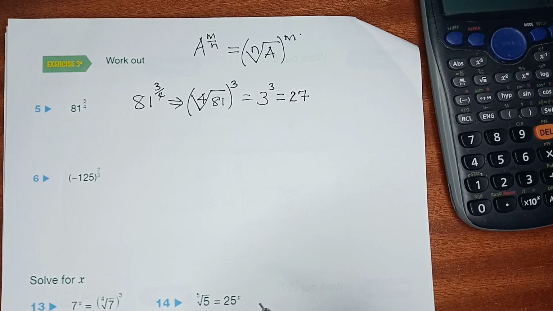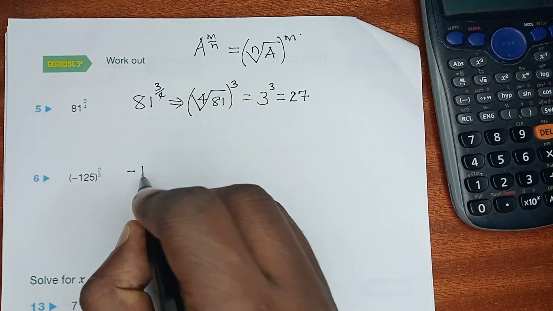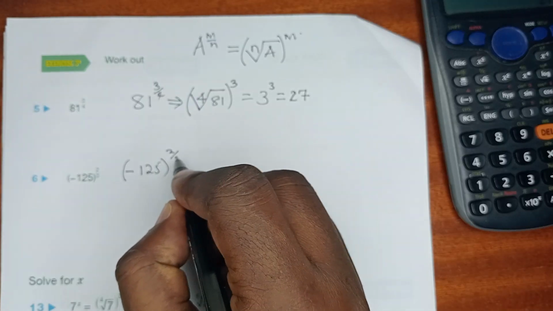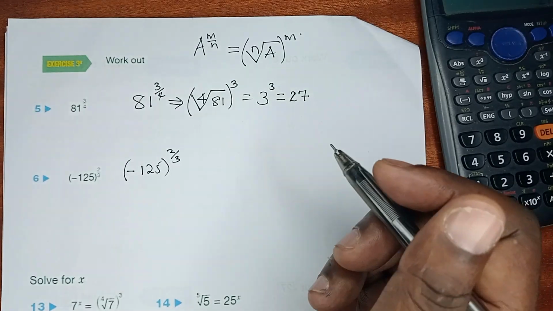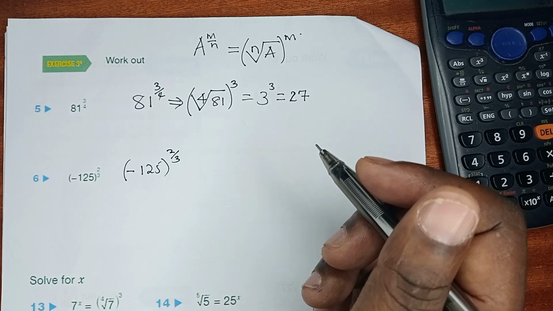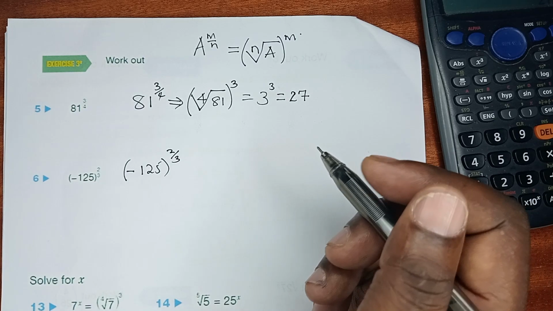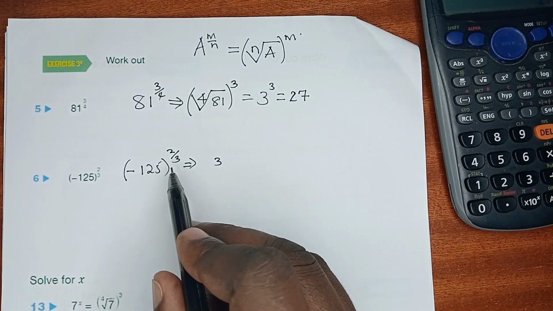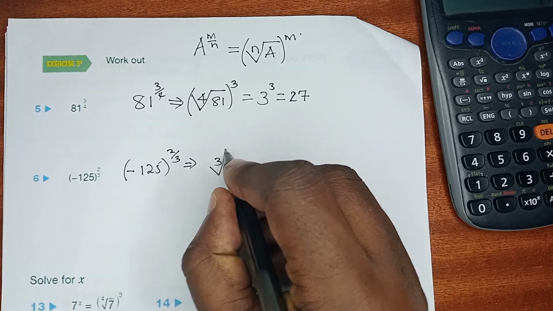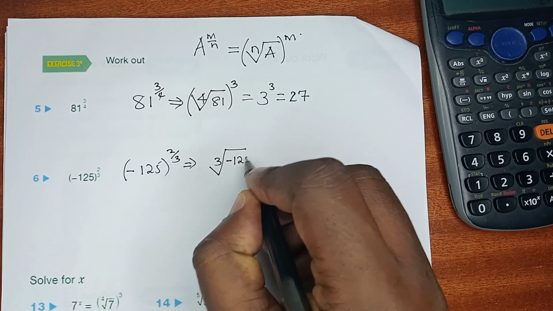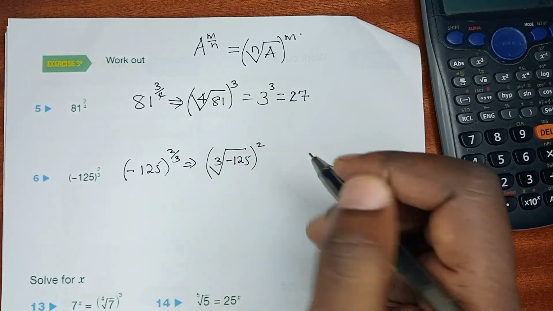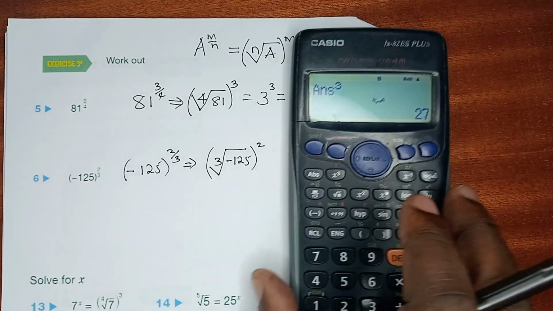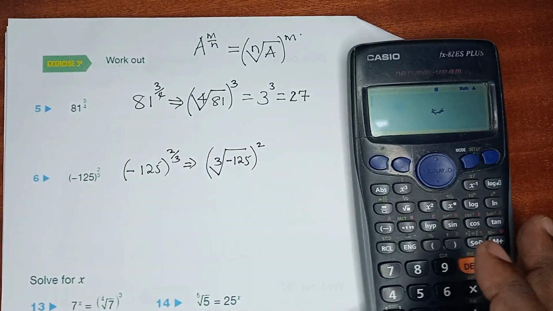Let's look at question number 6. Negative 125 raised to power 2 over 3. We have to take great care here because 125 itself is negative. So as much as we are going to look for the cube root, because the 3 is at the denominator, it will be the cube root of negative 125, after which we will square. But the cube root of a negative number has to be a negative number. So you'll have to use the calculator properly.